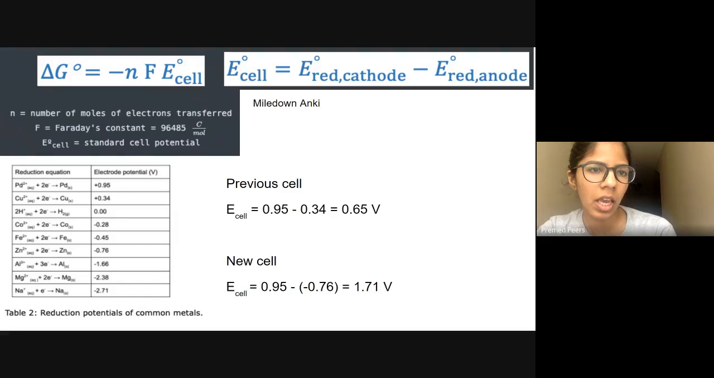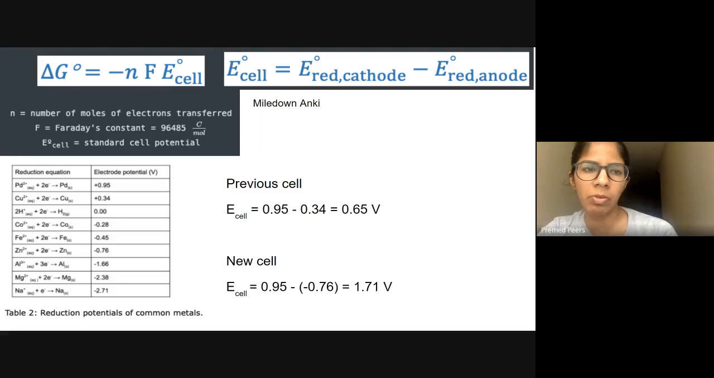We know this is a spontaneous cell, so it means that you have to have a positive E cell. For the sake of time, I'm not going to go too much into the detail, but you have to switch one of them. I have positive 0.95 and then positive 0.34. You have to switch one of them to make them negative, and then you add them together. I know that my E cell has to be positive because it's a spontaneous cell. So I would subtract the smaller number, which is my copper, to get 0.65.